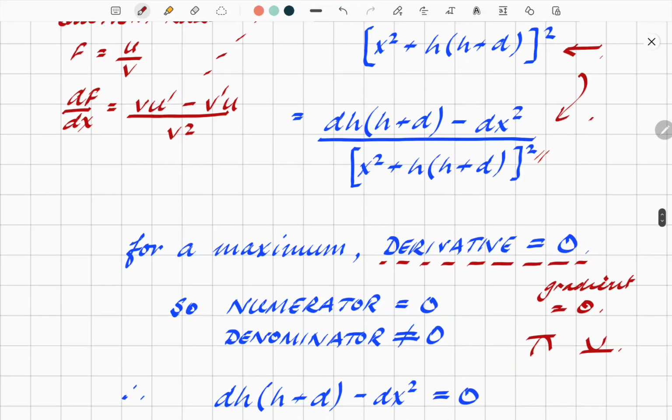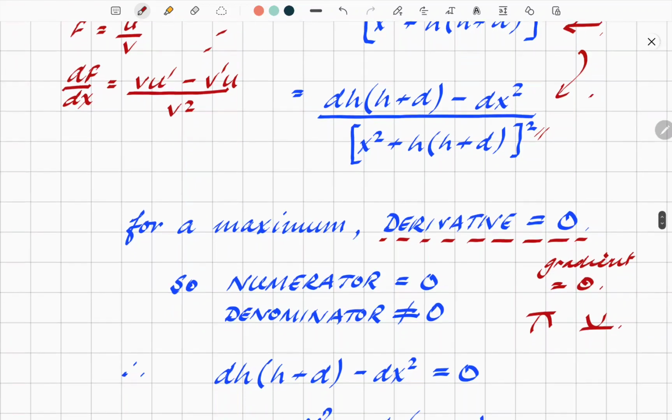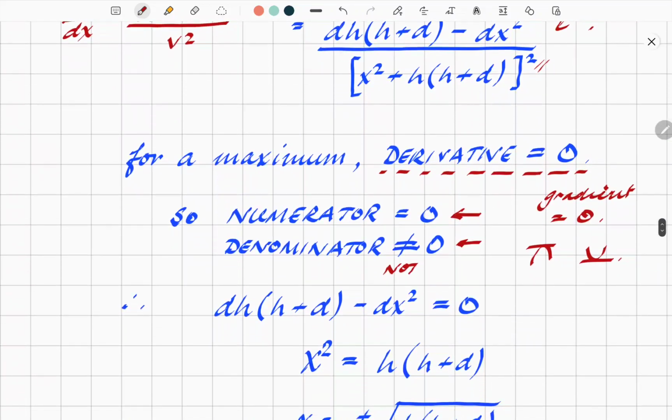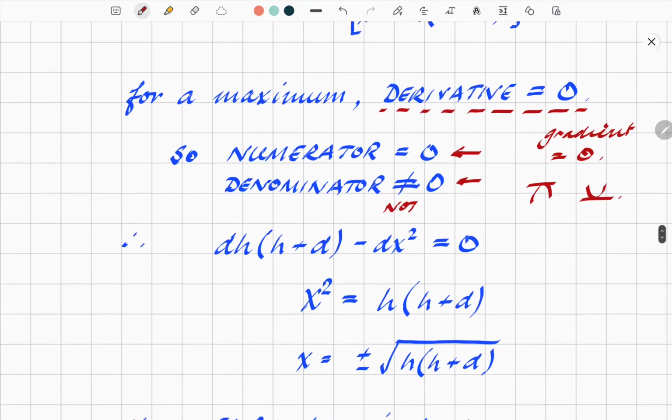So derivative equals 0. For the derivative to equal 0, the numerator must be 0. That's a condition. And the denominator must not be 0. So both conditions have to be satisfied. And in this type of STEP question or a higher level maths question, you've got to demonstrate that you've validated both conditions and that both conditions are satisfied.